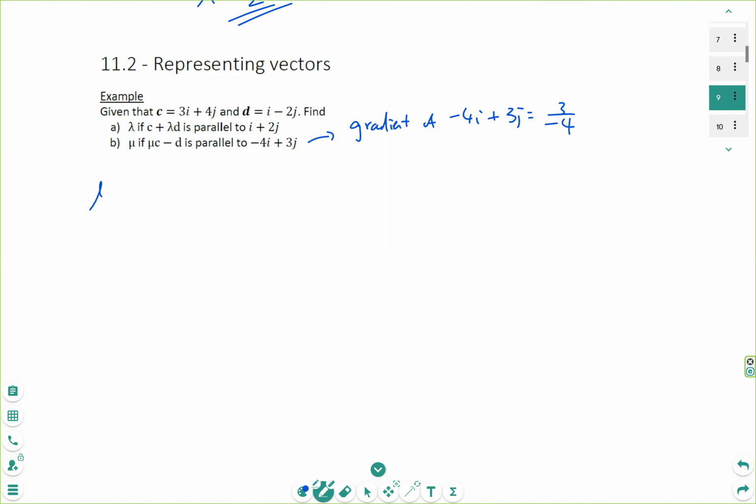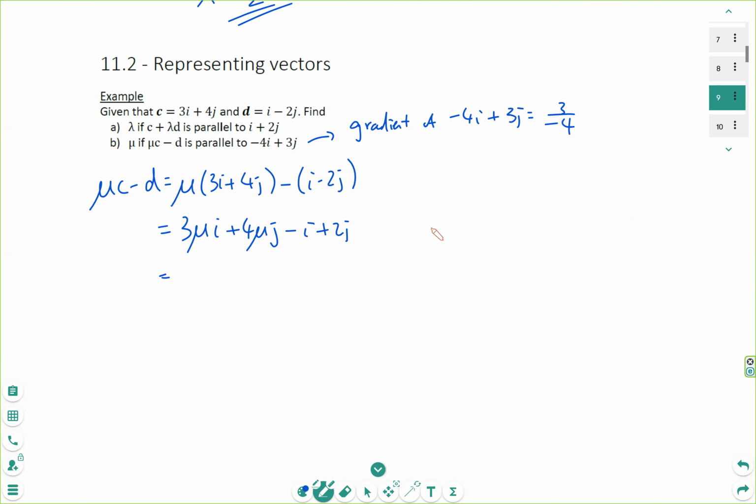So what about mu c minus d? Before we can work out the gradient, let's simplify the vector. So mu times c, 3i plus 4j, minus d, minus i minus 2j. Expand the bracket: 3 mu i plus 4 mu j, minus i plus 2j, minus minus makes a plus. Factorize the i's: (3 mu minus 1) i plus (4 mu plus 2) j. Now, when we factorize them, you're not actually factorizing, you're just grouping up together. Let's call it factorize for now.